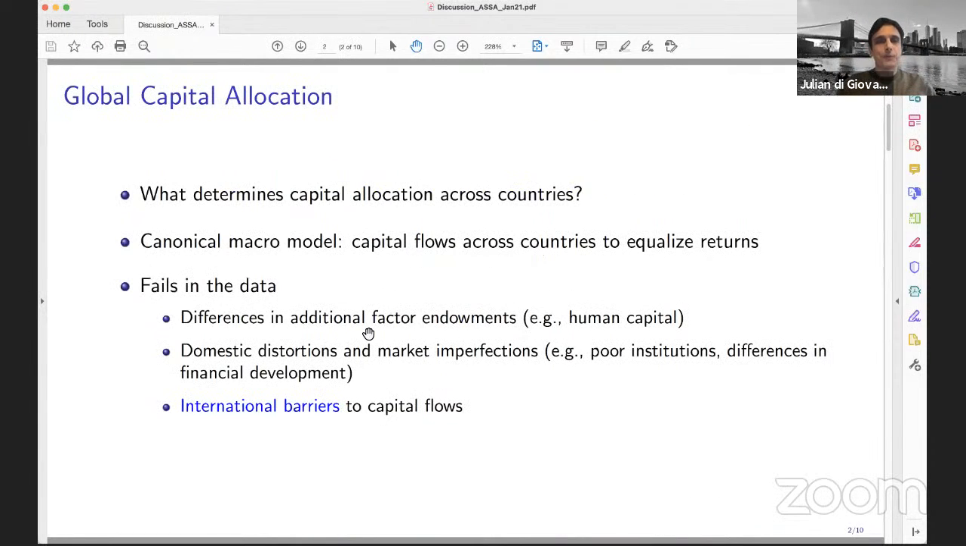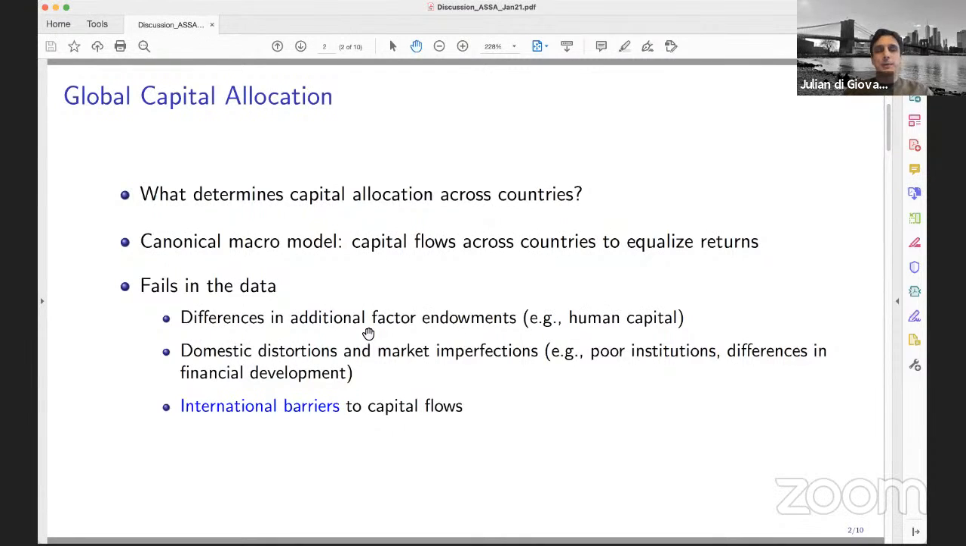Very good. So just to begin, the big question in this paper is one that's been puzzling macroeconomists for a long, long time. What determines capital allocation across countries? And in particular, if you think of a canonical macro model, one would imagine that capital flows across countries to equalize returns. Right? As we know, it's been studied for decades. This tends to fail in the data rather brutally.